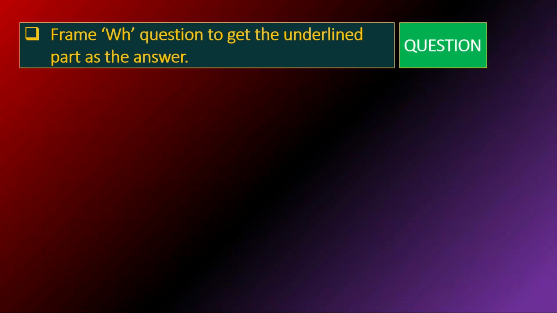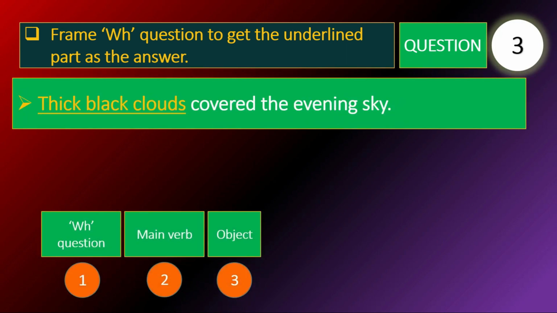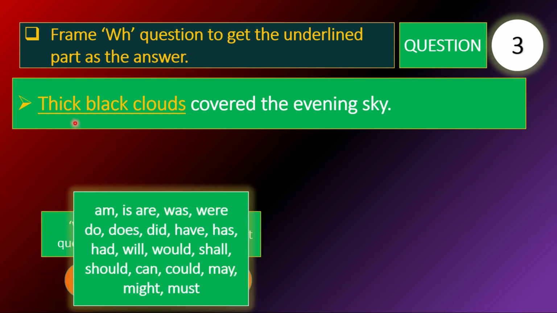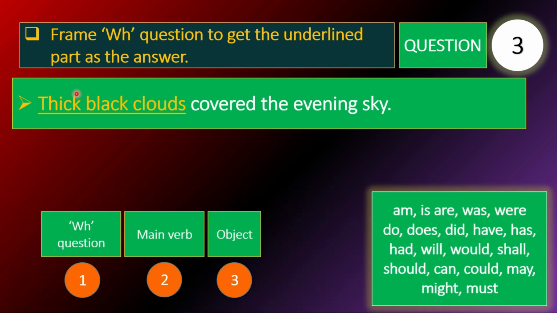Let's look at the third question. Thick black clouds covered the evening sky. The underlined part is the subject here. Thick black clouds covered the evening sky. Again, we have to use what because we have a subject here and it's not a person. If it is a person, we use who. Thick black clouds is not a person, so we have to use what.